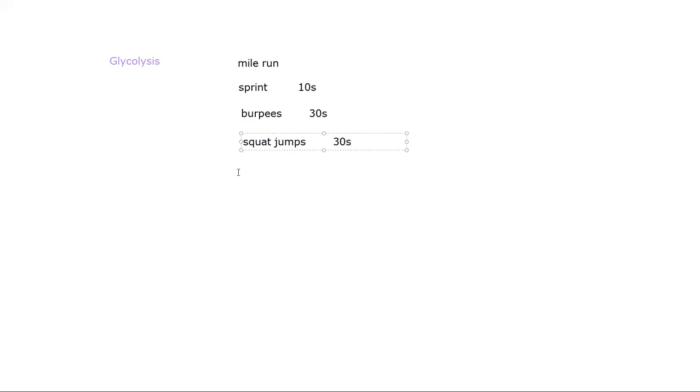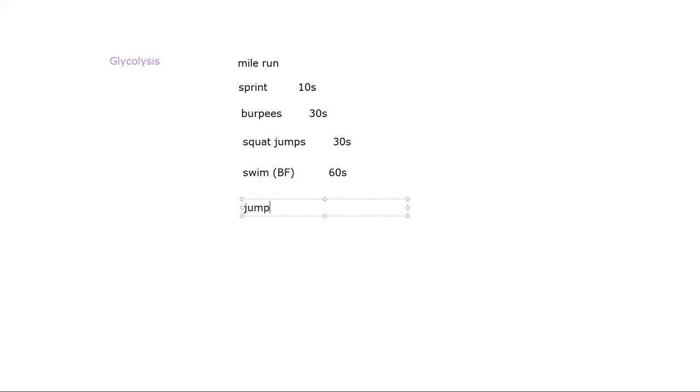Okay, what else? Butterfly swimming. Distance or time? Time. How long? Maybe a minute. Okay, give me one more exercise. A 400 meter sprint? Okay, we already have a sprint. Can you give me something else? Jump rope.